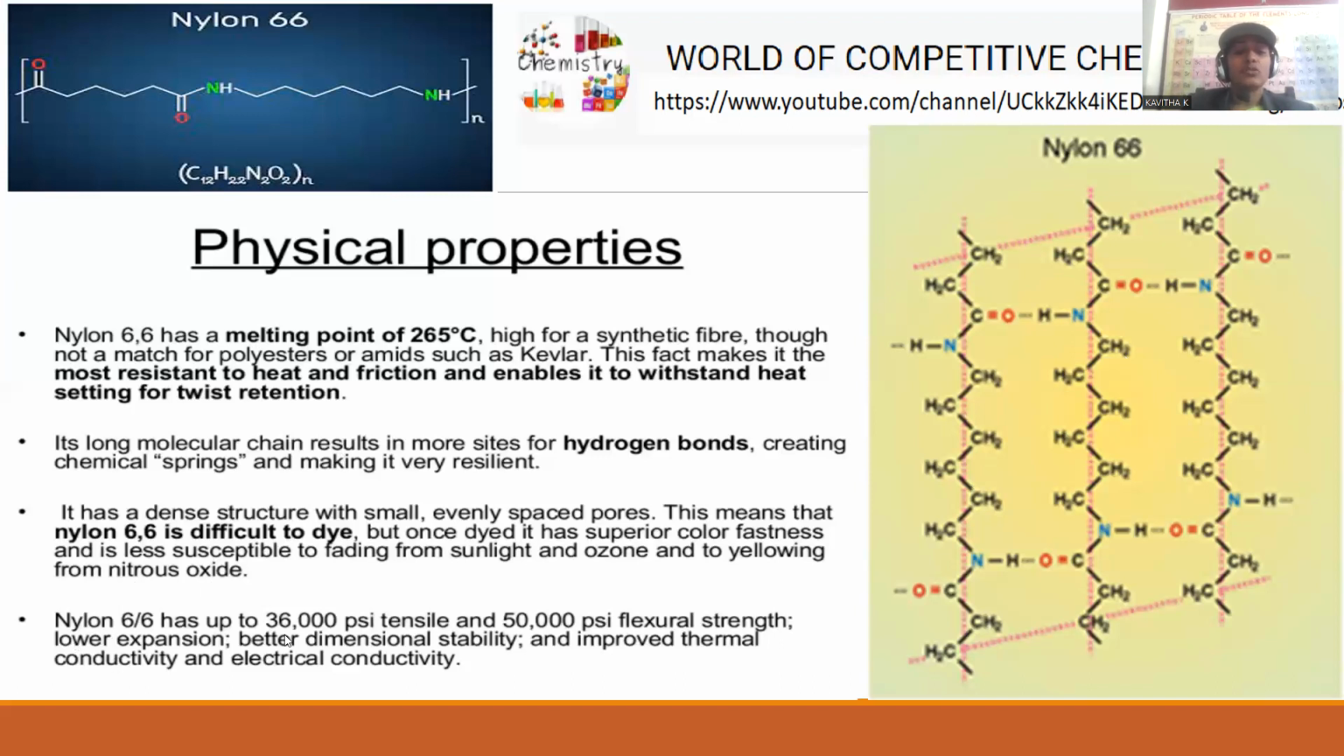Nylon 6,6 has up to 36,000 psi tensile strength. Tensile strength is nothing but, whenever we apply a load, to what extent it will withstand and bear that. And flexural strength is also extremely large, 50,000 psi, and with lower expansion, even under application it will not spread. Better dimensional stability means it will not lose its dimensions.